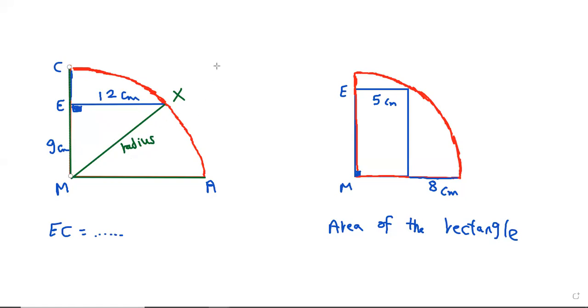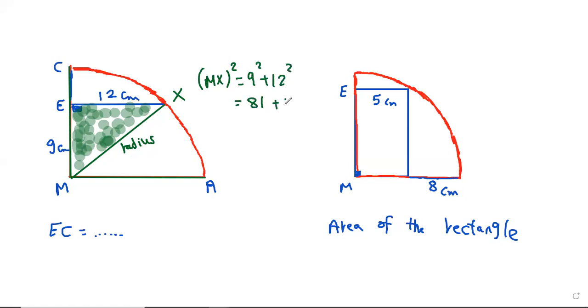So how can we get MX? We can get MX by using Pythagoras. If we look at this triangle, it is right-angled here. So we have the two sides of the right angle, 9 and 12. So we can find MX by using Pythagoras. So MX squared equals 9 to the power of 2 plus 12 to the power of 2. It's 81 plus 144.